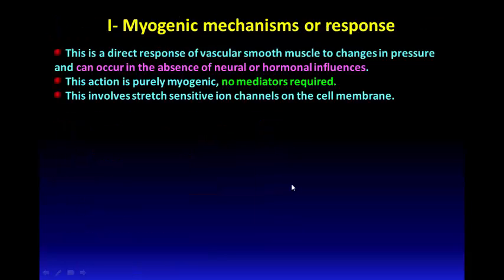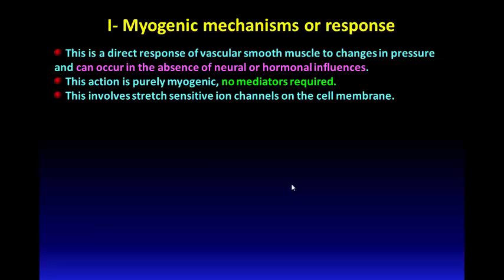Let's now describe the myogenic mechanisms or the myogenic response of autoregulation. The myogenic response is a direct response of the vascular smooth muscle to changes in the mean arterial pressure. And this can occur even in the absence of neural or hormonal influences, which confirms that this is an intrinsic property of the vascular smooth muscle. This action is purely myogenic and no mediators are required.